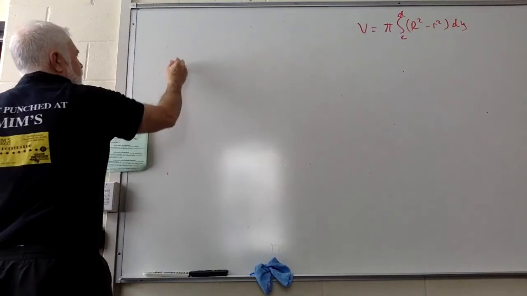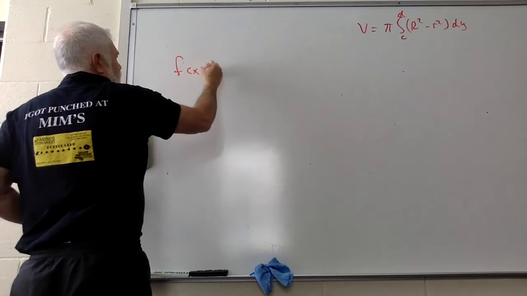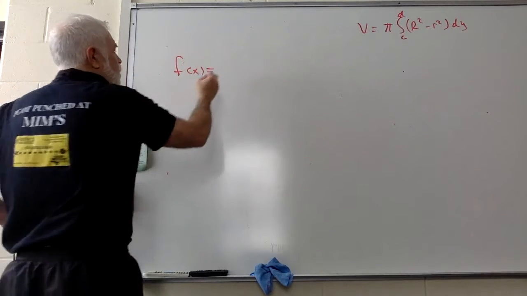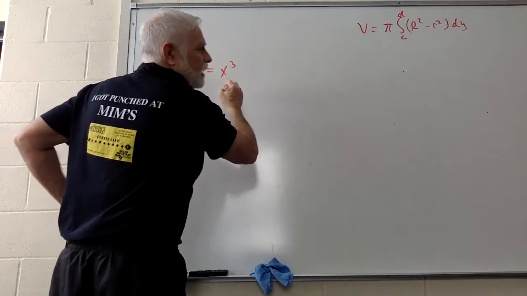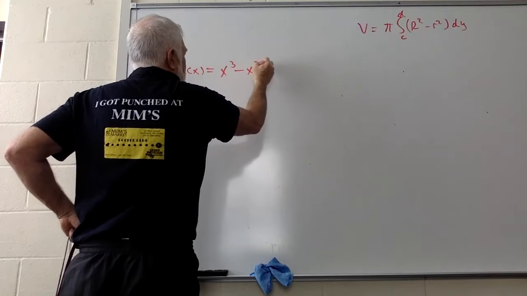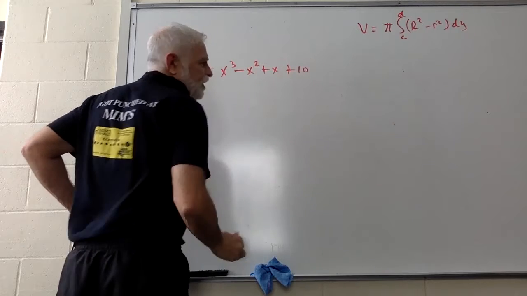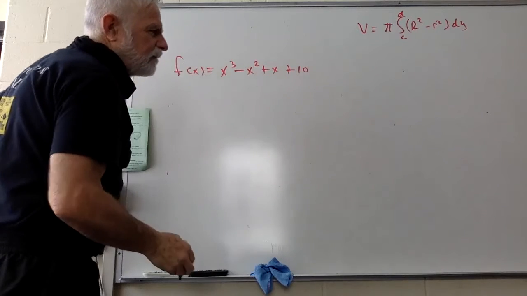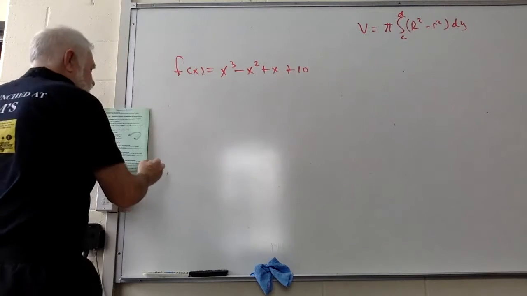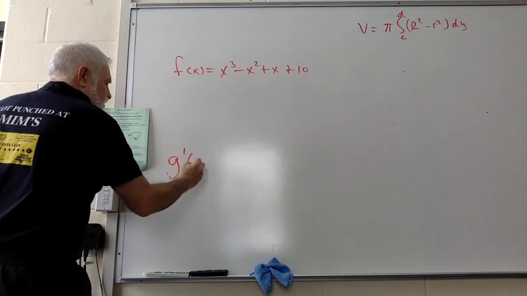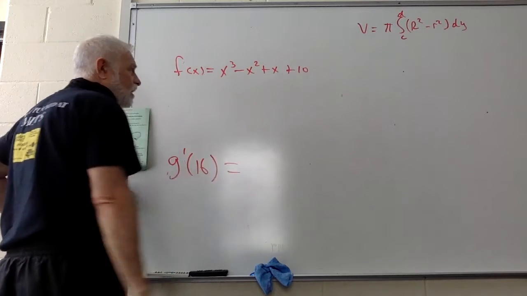So let's say we got a function, f of x, and that's equal to x cubed minus x squared plus x plus 10. And g is the inverse, and we're going to find g prime of 16. G prime of 16. Pause the video, you'll go get it.